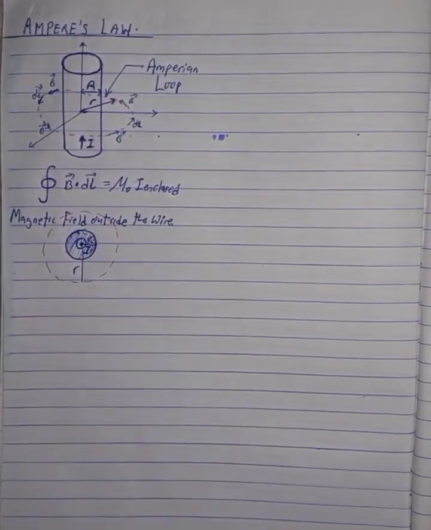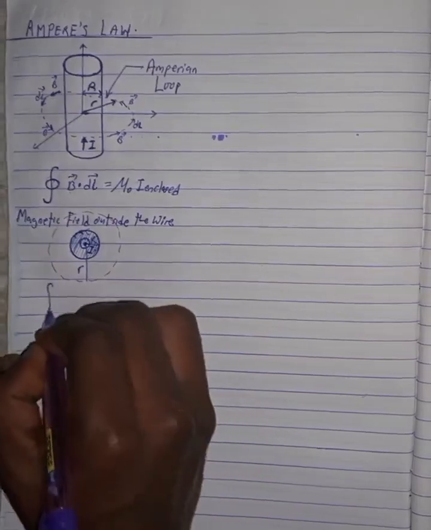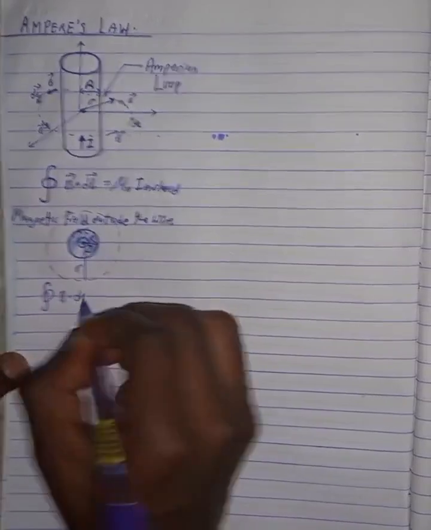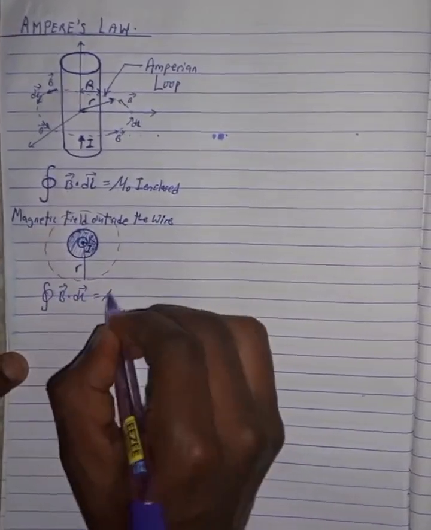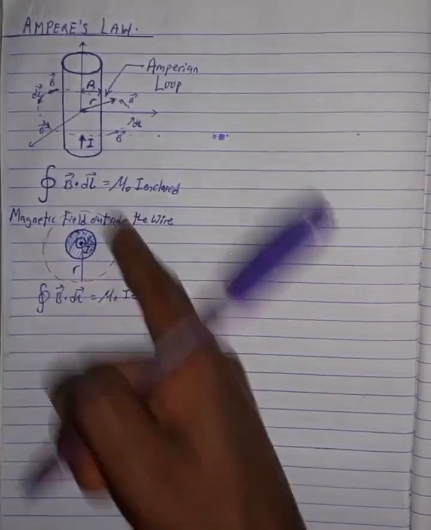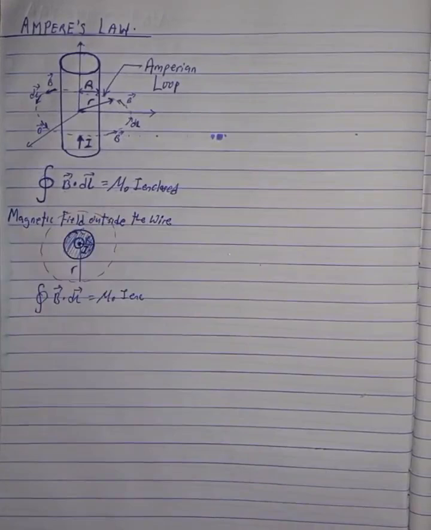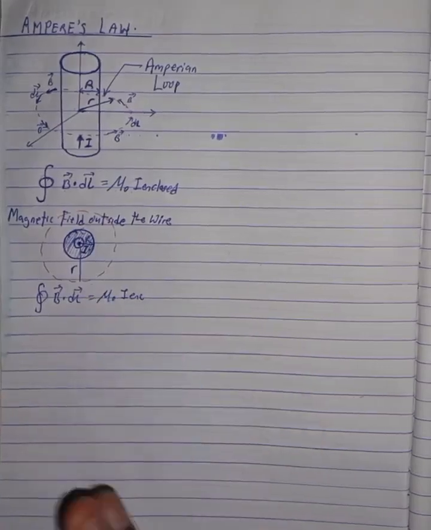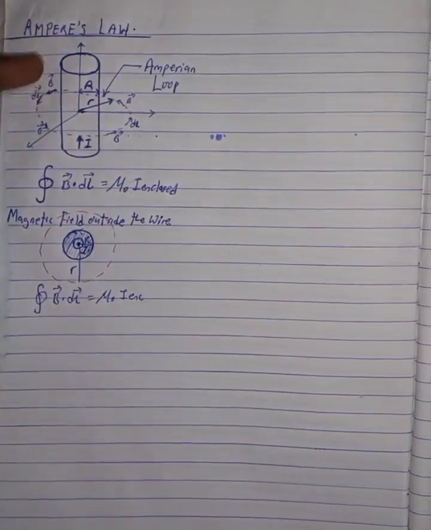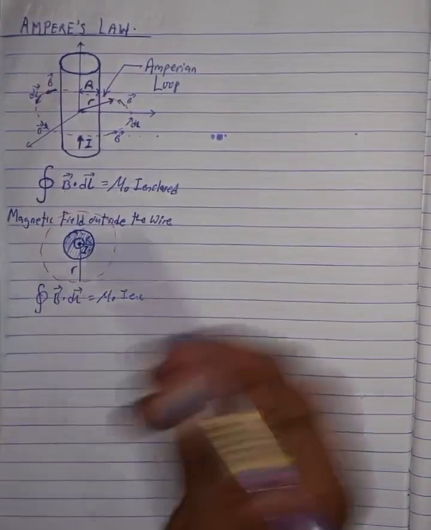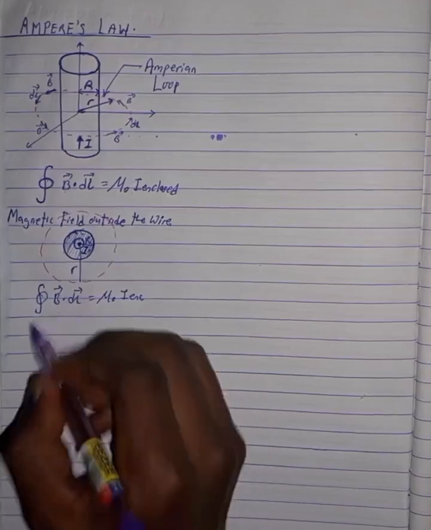Now, according to Ampere's law, the line integral along this closed surface of B dot dl is equal to mu naught times the current enclosed by this Amperian loop. Now, note that this B and this dl are always parallel, pointing in the same direction. So the dot product will just simply give me B dl.